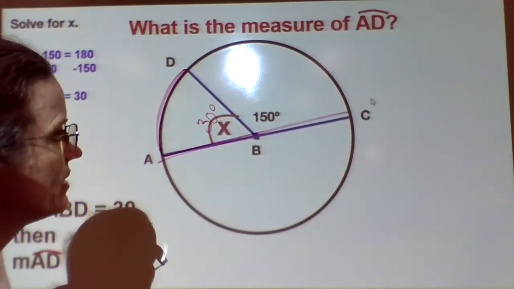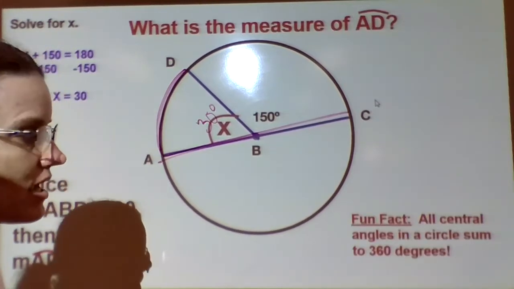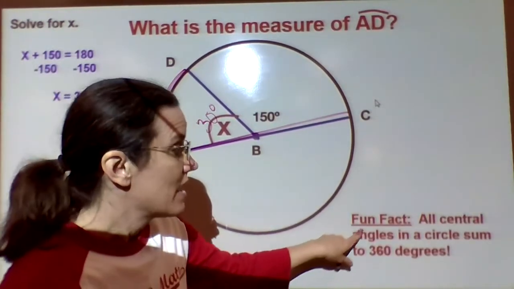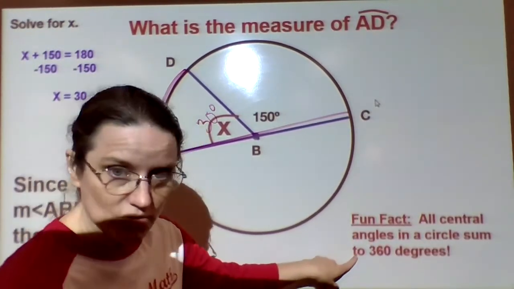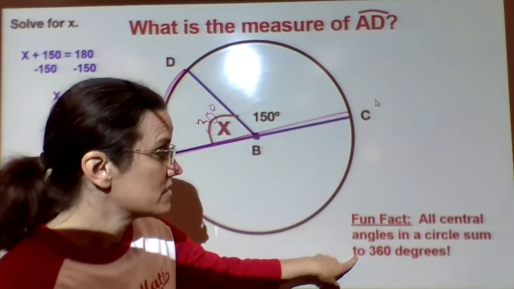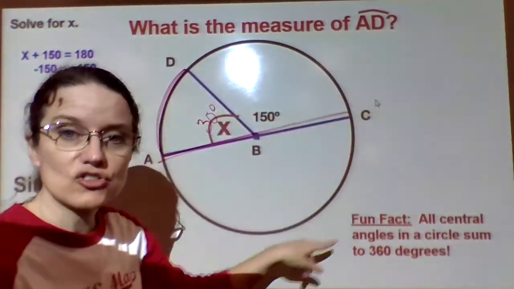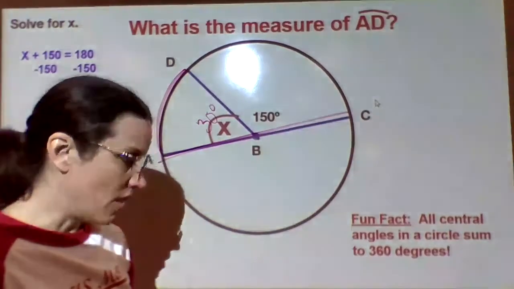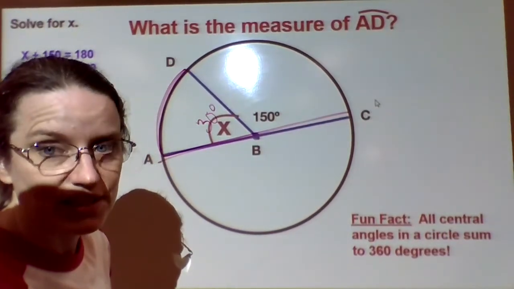I know it's all quiet and you're panicked, but we're not done. We have that reminder that all the central angles in a circle sum to 360 degrees, which means that the entire circle of arcs also sum to 360 degrees.